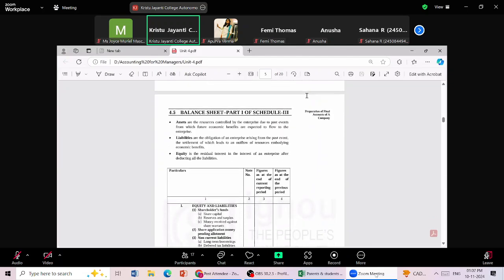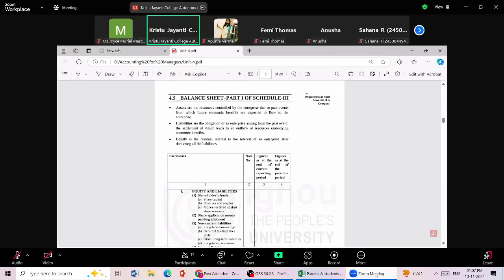And next is the balance sheet, which is part 1 of Schedule 3. So these two are mandatory in a company. Every company should prepare these two statements: one is the P&L, the other one is the balance sheet.